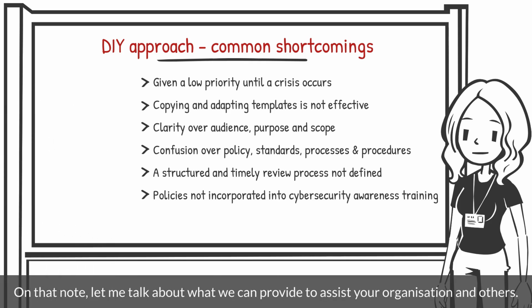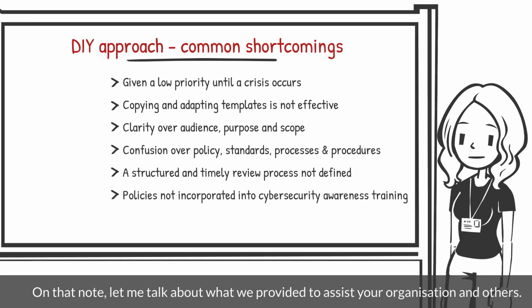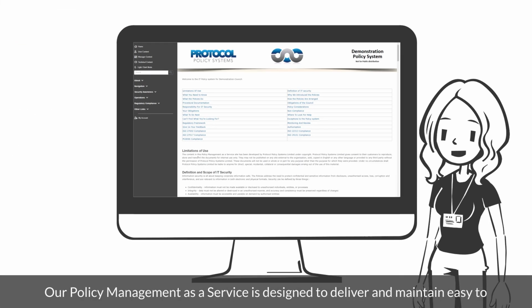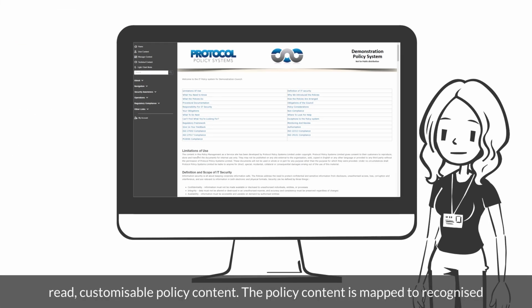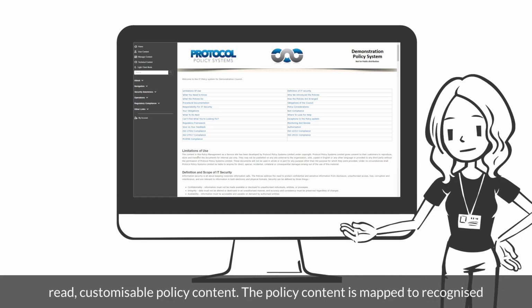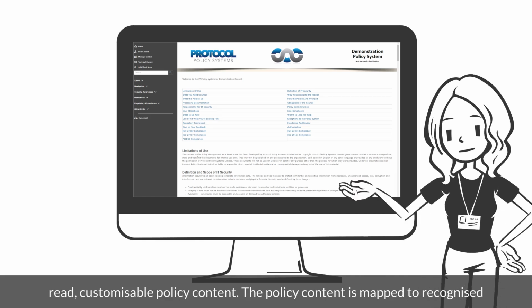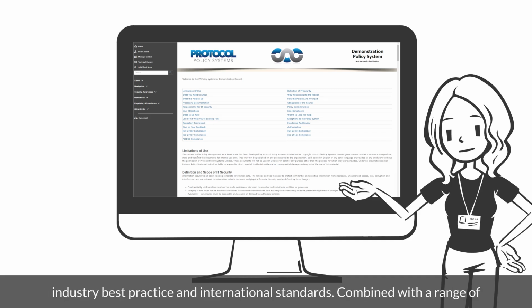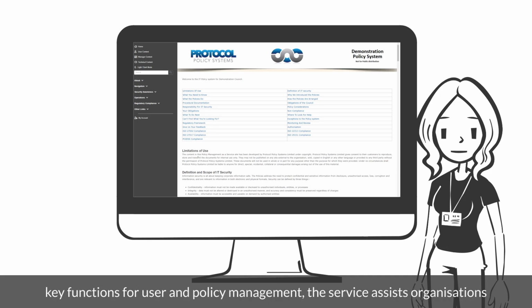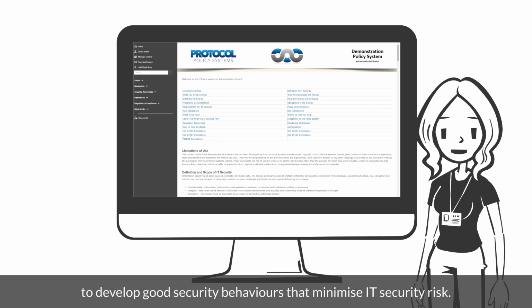On that note, let me talk about what we can provide to assist your organization and others. Our policy management as a service is designed to deliver and maintain easy-to-read, customizable policy content. The policy content is mapped to recognized industry best practice and international standards. Combined with a range of key functions for user and policy management, the service assists organizations to develop good security behaviors that minimize IT security risk.